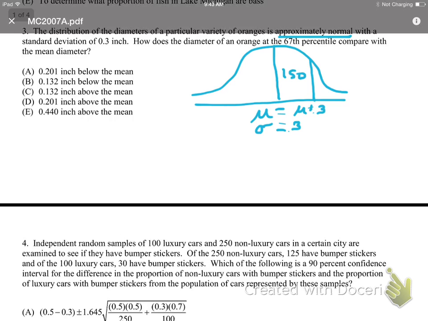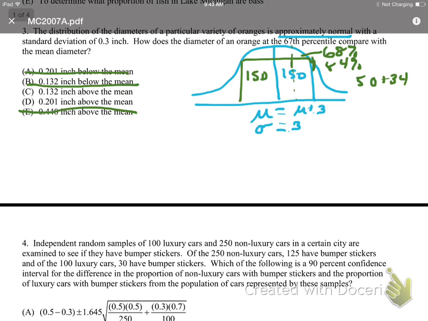I'm trying to change to another color. Okay, so we know the center is 50, and we know that one standard deviation both ways is 68%, correct? Half of 68 is 34, so that means this point is going to be at the 84th percentile, because that's 50 plus 34. All right, now, we know that it's above the mean, so it can't be these below options. And I know that 67 is less than 84, so it's not going to be more than 0.3. So my answer is either C or D.